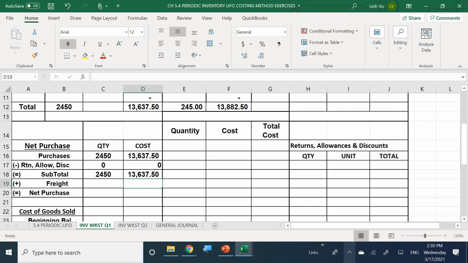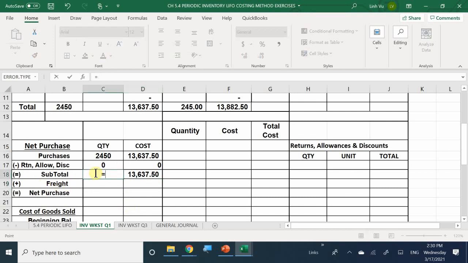All right, now we have to include my freight. So what was that, Nicole? You have a question? The subtotal is the subtotal for the quantity. You're going to take the 2,450, subtract your 0. And that's just going to give you 2,450. Right? And then same thing here, right? You're going to focus on only your cost column. You're going to take the cost of the 13,637.50. You're going to subtract out that 0 column right here.